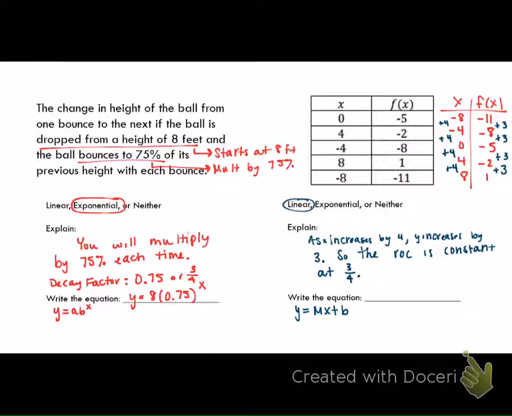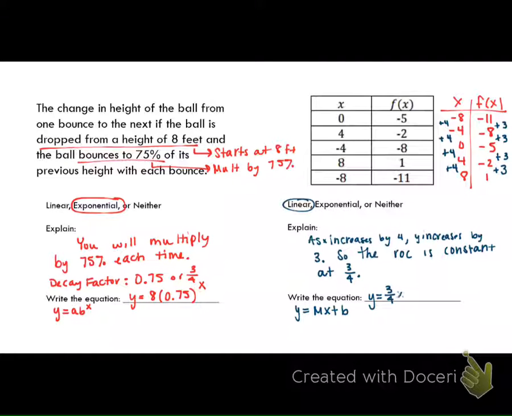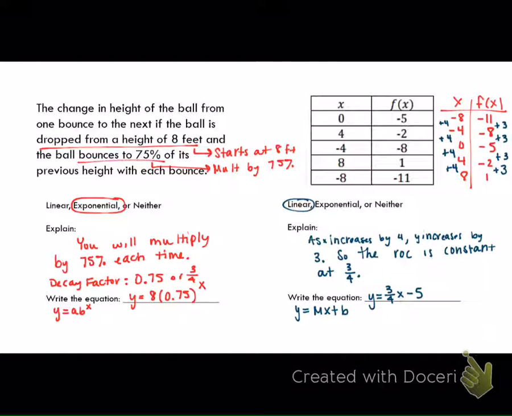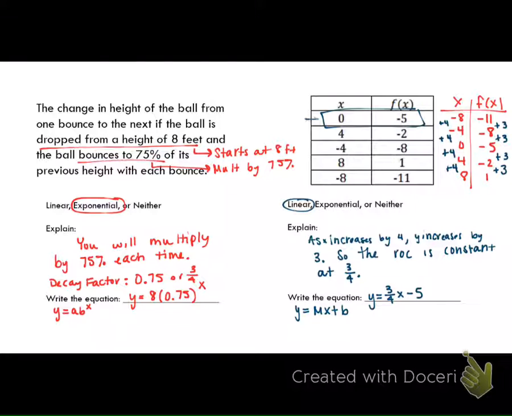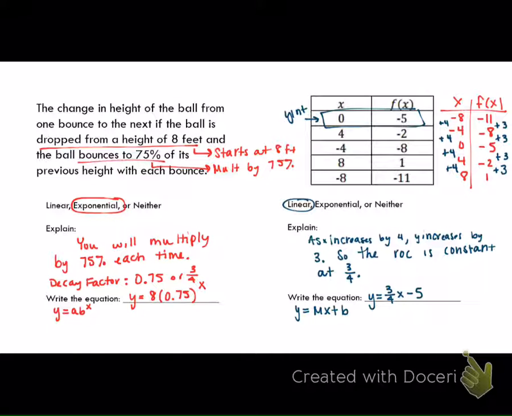Okay, Jenny, what's my y equals mx plus b equation? Y equals 3/4 x plus -5, so I'm going to put -5. That's fine if you do plus -5, it's the same thing. So we do -5 because when x is 0, you have your y-intercept. All right, what questions do you guys have about either of those two before we look at some graphs real quick?